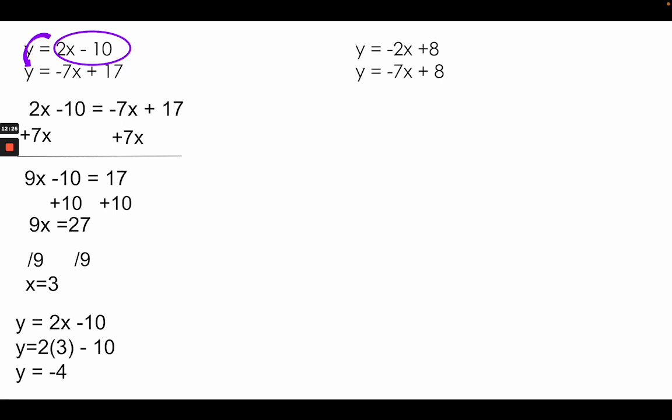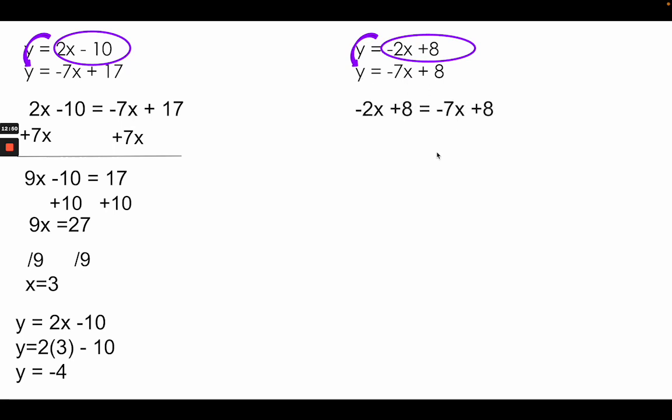Okay, let's go to the next equation. Y equals negative 2x plus 8, and y equals negative 7x plus 8. Again, we are going to take that top equation and plug it into the other y.